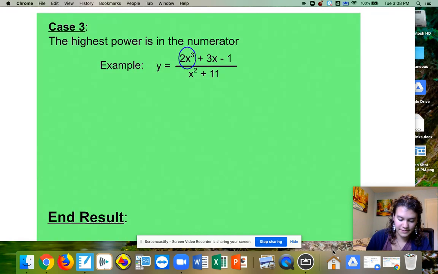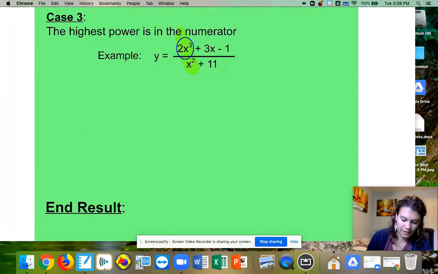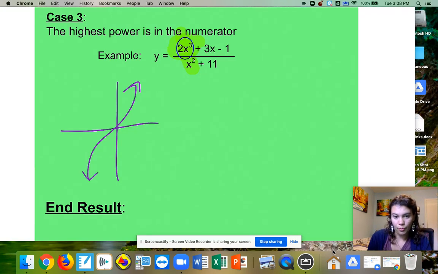All right, third case. You have a higher power on top, so up here. This is going to look something like this for this example. What happens here is this higher power kind of cancels out your horizontal asymptote and you just don't have one. So there's no horizontal asymptotes at all.